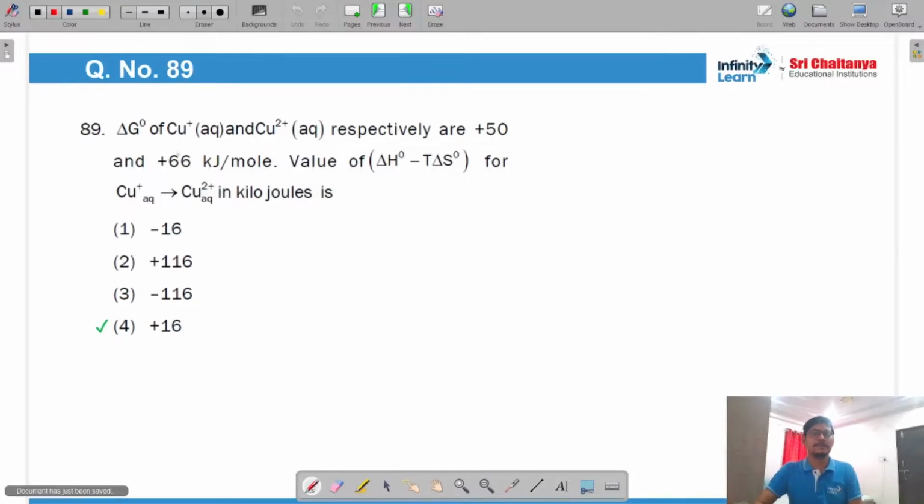It's simple. Gibbs energy of the reaction is products minus reactants. So for the product, it is Cu2+, which is 66, minus the reactant, which is Cu+, and it is 50. So 66 minus 50 is plus 60.